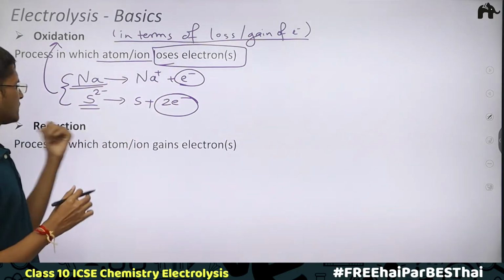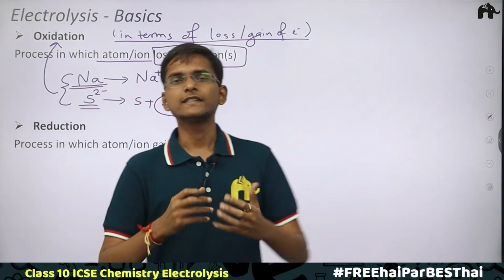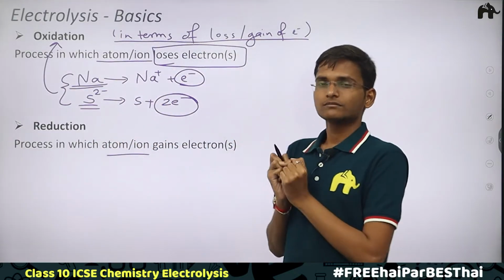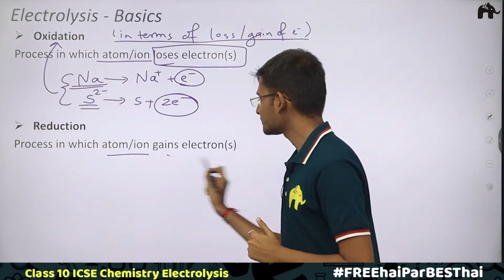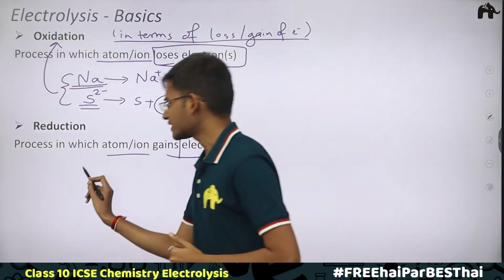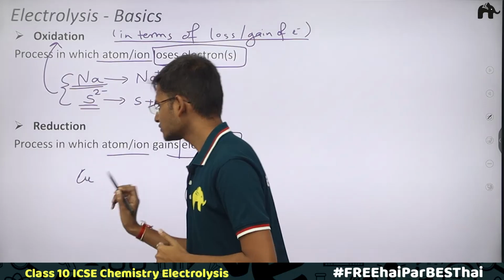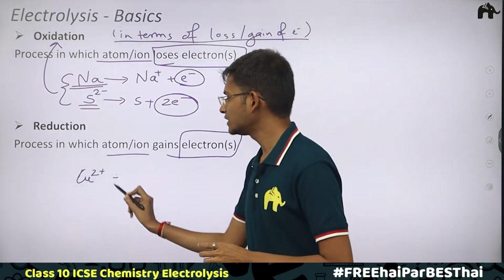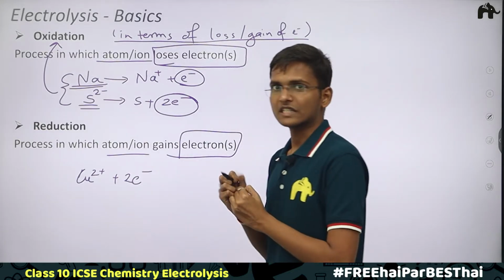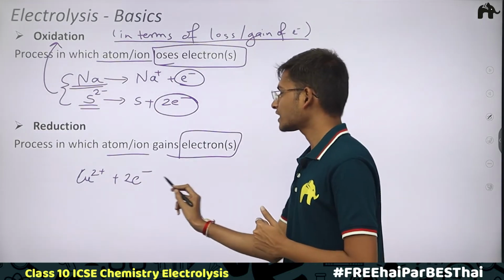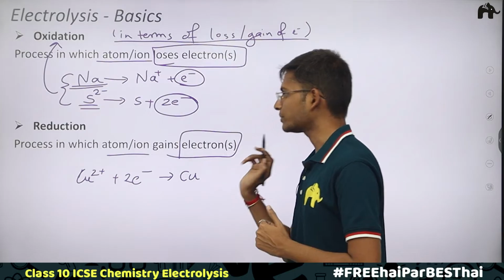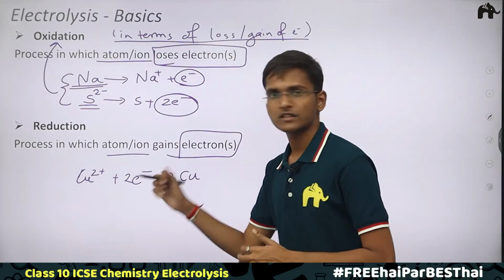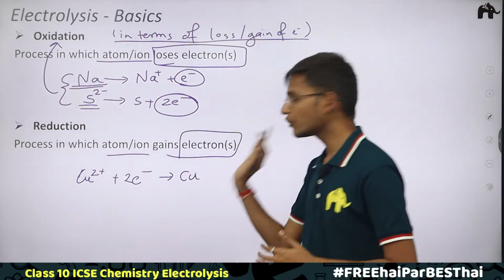Clear? Next is reduction. Reduction is exactly the opposite of oxidation, the process in which an atom or ion gains electrons. Let's take an example: copper 2+ ions. These ions gain 2 electrons and become a copper atom. After gaining 2 electrons, the 2 positive charges are gone and it becomes a neutral copper atom.